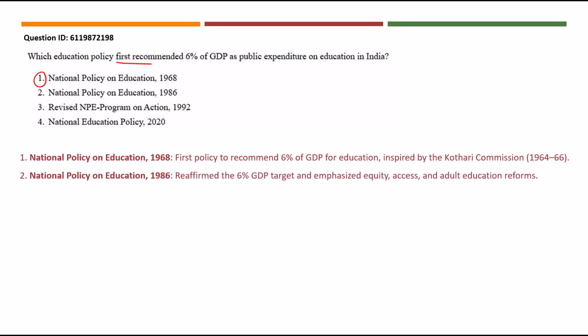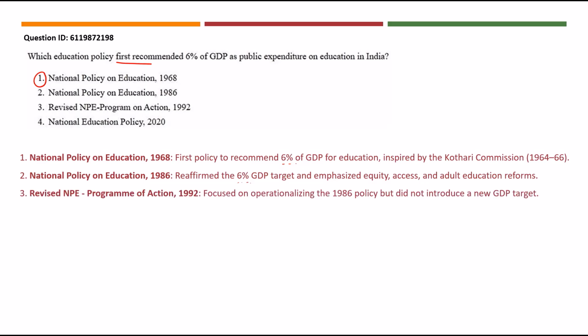What about 1986 policy? This reaffirmed the 6% GDP target and emphasized equity, access and adult education reforms. So even in 1986 we had 6%. But the first policy to recommend 6% will be the National Policy on Education 1968. What about revised NPE Program of Action 1992?